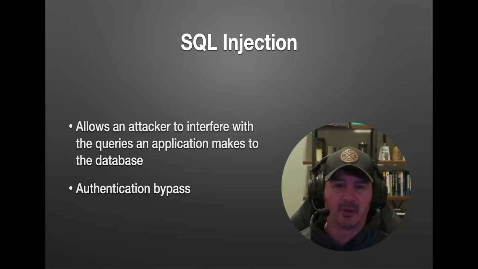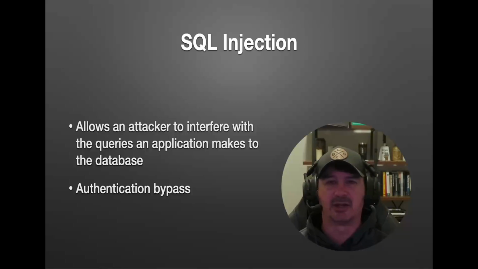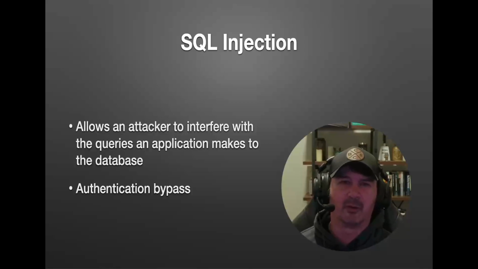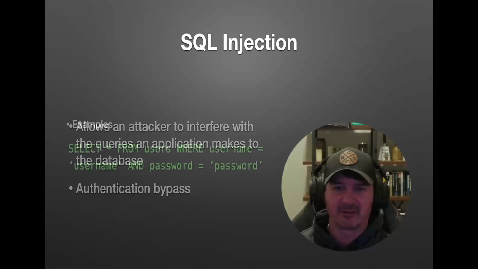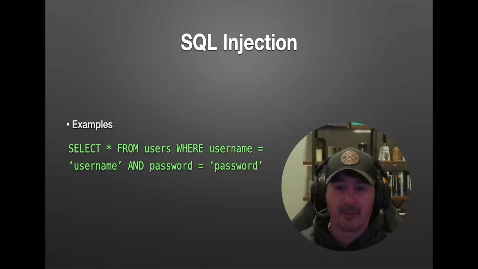But just a quick overview, like I mentioned last time, SQL injection is a vulnerability that allows an attacker to interfere with the SQL query that's being sent from the application to the database. And like I mentioned in the introduction, we're going to be using SQL injection to bypass an authentication mechanism using the basic SQL injection payload that I mentioned last time.